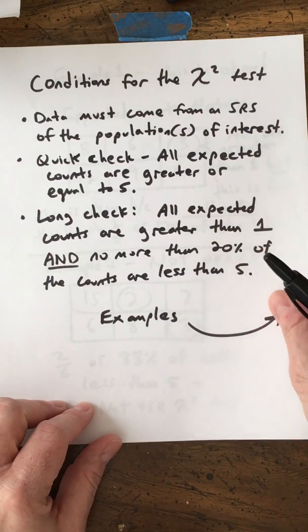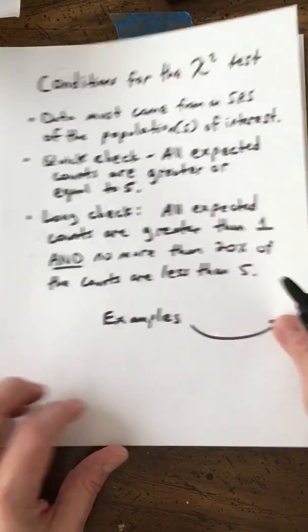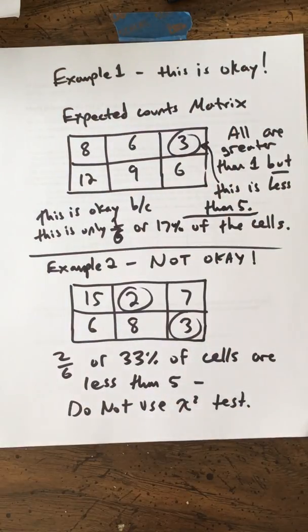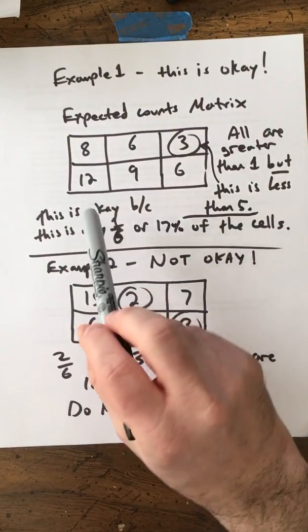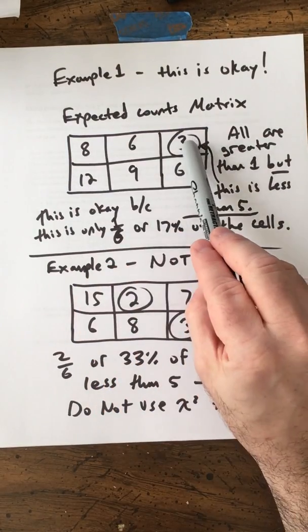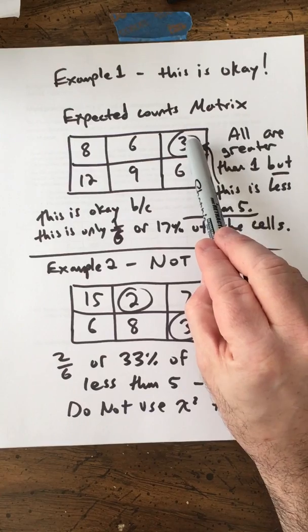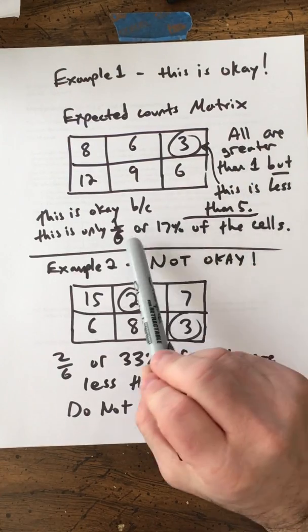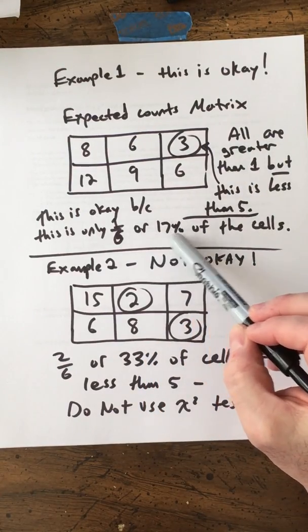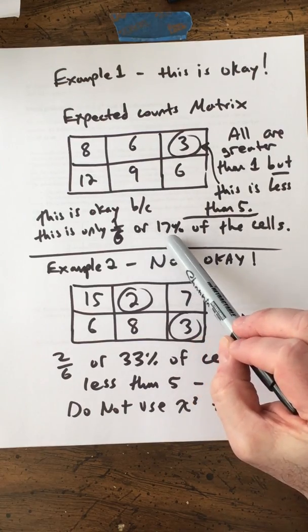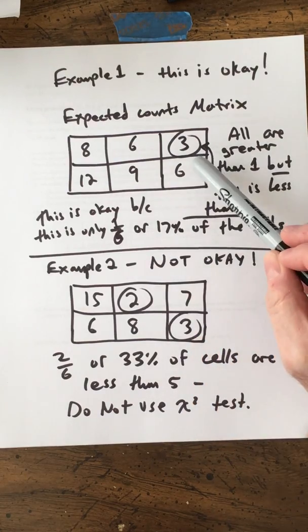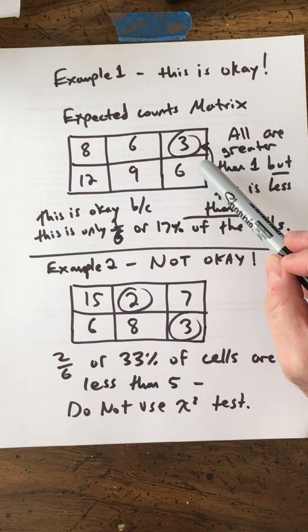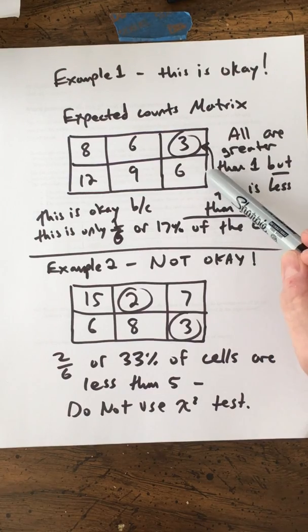So let me just show you two examples so you can see what we're talking about. Number one is okay. Here's an expected counts matrix. There are 6 cells here. Only one of the 6 cells is less than 5. If we take a ratio of that, 1 over 6, it's 17% of the cells. So that's less than 20%. So we could go ahead and do the chi-square test in this particular case.